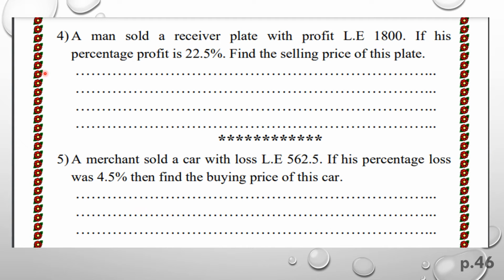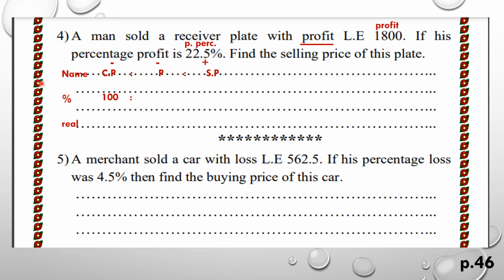Page 46. Number 4. A man sold a receiver plate with profit LE 1,800. So this is the profit. If his percentage profit is 22.5%, so this is profit percentage. Find the selling price of this plate. We want to find the selling price. We have here our keyword, which is profit. We are going to solve using name, percentage, real, cost price, profit, selling price, minus, plus, and all the time this space will be filled with 100.